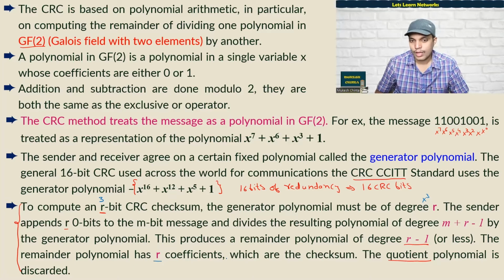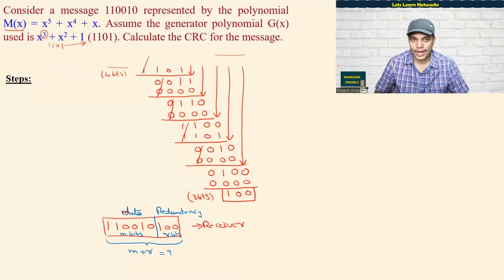Same thing. Which are the checksum? So in our example we got 1 0 0, which are the checksum. These 3 bits are now appended to your original message and then passed on to the receiver. Sir, what happened till now?